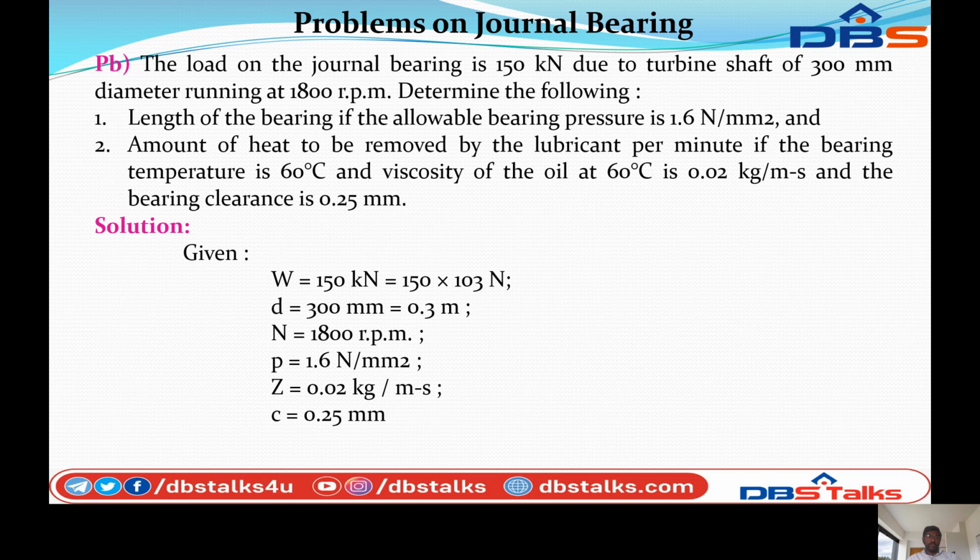Given weight W equal to 150 kilonewton. This will be converted to Newton, so 150 into 10 cube Newtons. Next, small d is equal to 300 mm, that equals 0.3 meters. Next, speed N is equal to 1800 rpm. P is equal to 1.6 Newton per mm square. Z is equal to 0.02 kg per meter per second. Clearance C is equal to 0.25 mm.